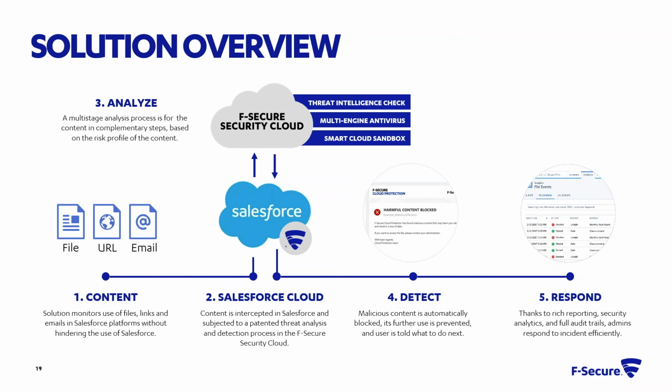So the first one, of course, is that content that is either uploaded or downloaded onto Salesforce will automatically, provided that your user is licensed, trigger a request to F-Secure Security Cloud. F-Secure Security Cloud will do a scan of this content. It will check against something like just over 8 billion different things we're looking at. So it will do a threat intelligence check. It will run an antivirus scan. And of course, if there's something that needs to be opened up and checked, we have a smart cloud sandbox for that as well.